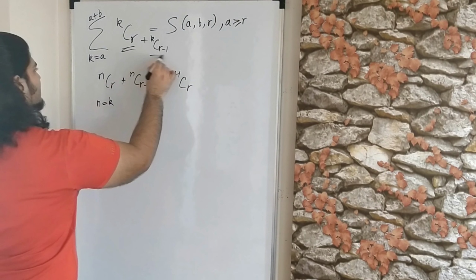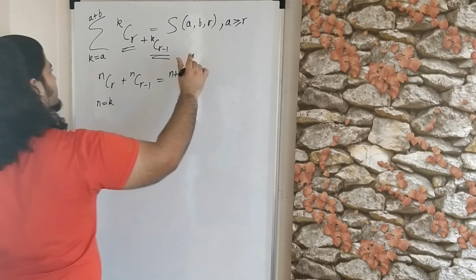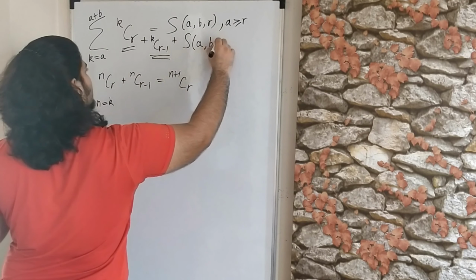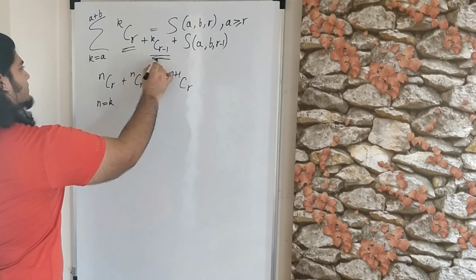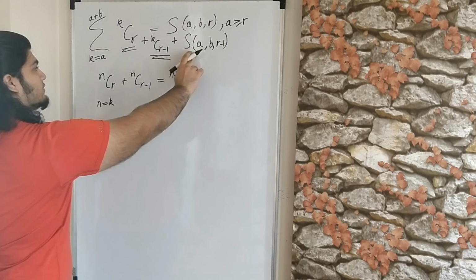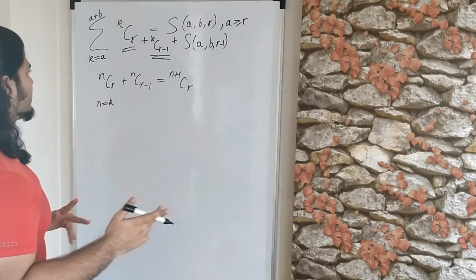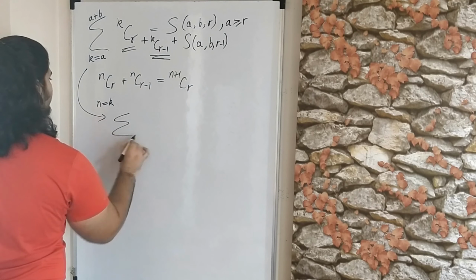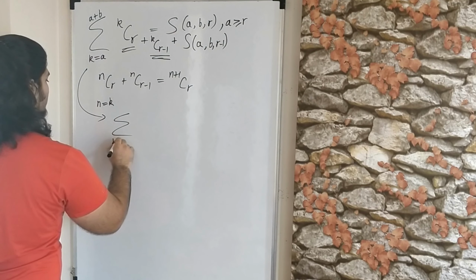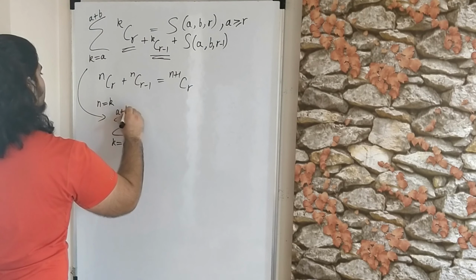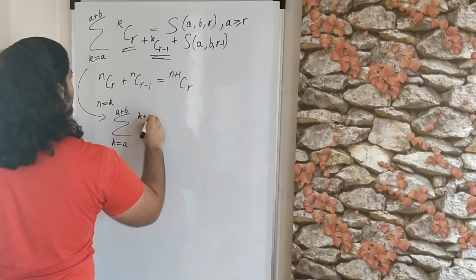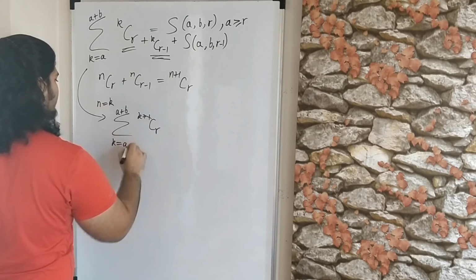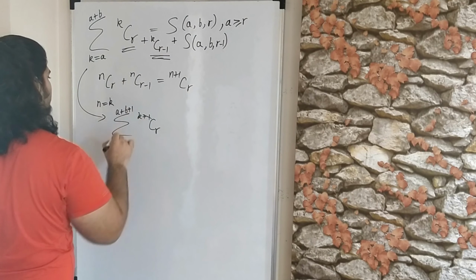So notice that if we add this in, what we are actually just doing is adding in s of a, b, r minus 1, because adding this term in is the same as adding s of a, b, r minus 1. I hope you agree with me on that. And now we can write this in another form, because we know this identity. So this will become the sum from k equals a to a plus b of k plus 1 Cr. And now notice that we can change the indices. I'll do plus 1 here and plus 1 here.